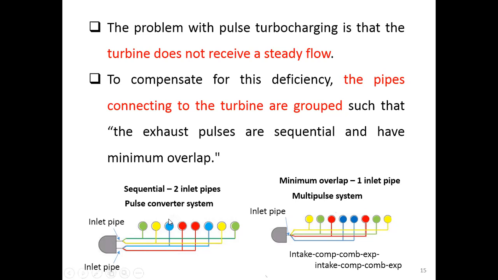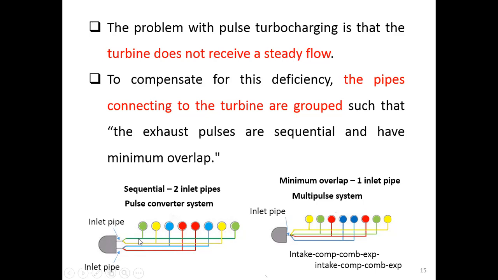So the first pipe connects to half of the cylinders, and another pipe also connects to the other half of the cylinders. And for each half of the cylinders, we still have two small pipes here. So every time the exhaust flow happens, it never flows in the same pipe twice. This is the main concept: never flow in the same pipe twice.